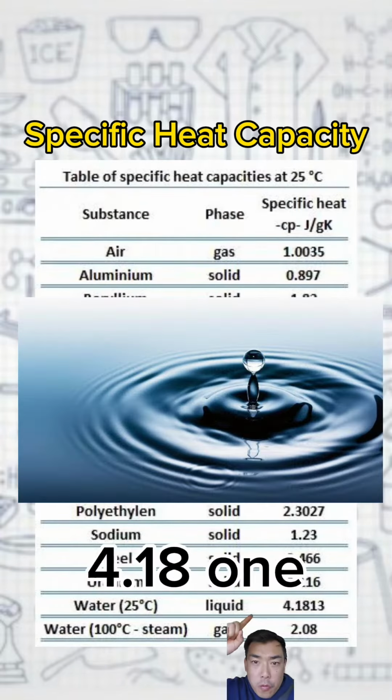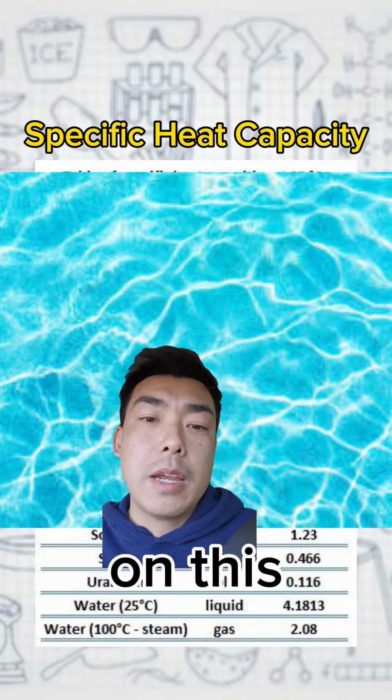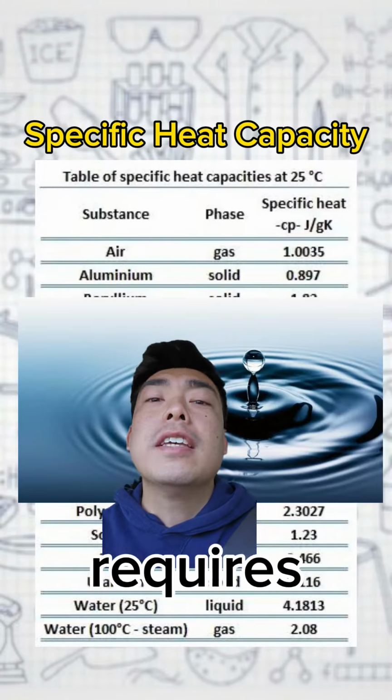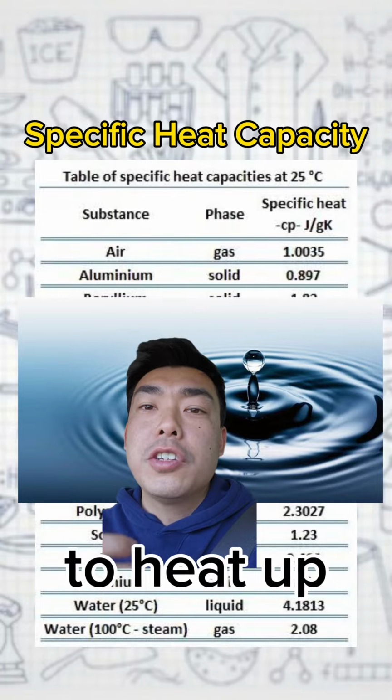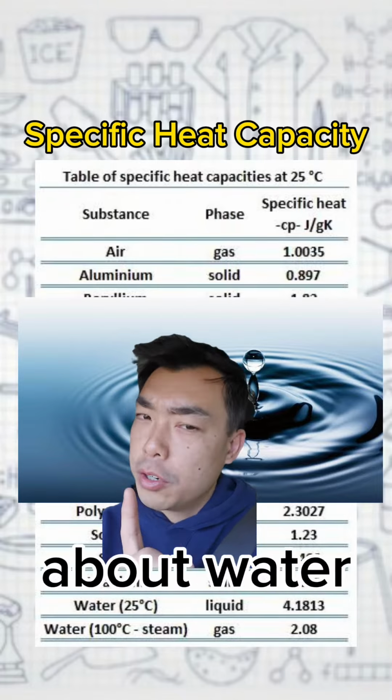Water, 4.18, is one of the high specific heat capacities on this table. This means that it requires a lot of energy to heat up a 1 gram sample by 1 Kelvin. Let's talk about water in more detail.